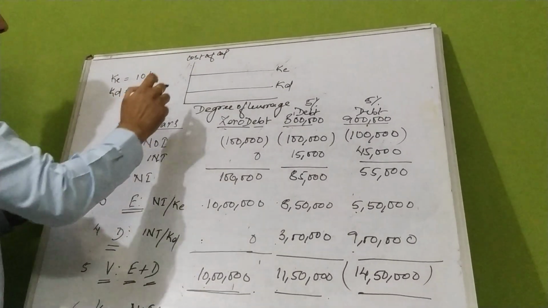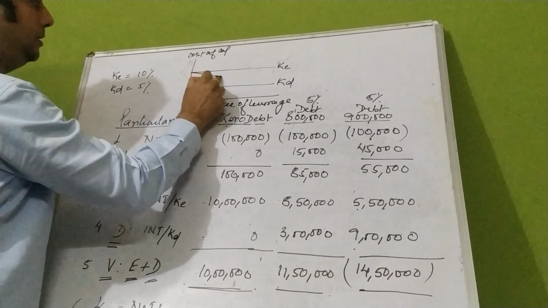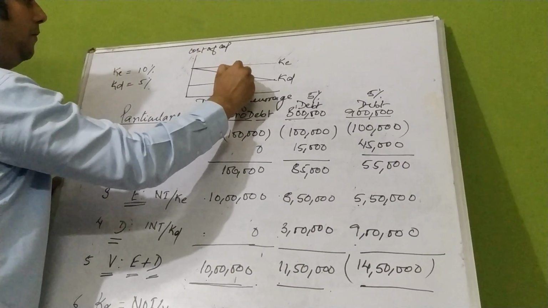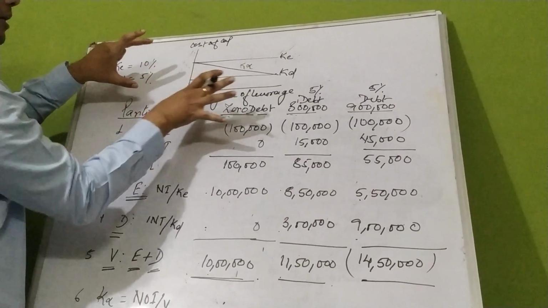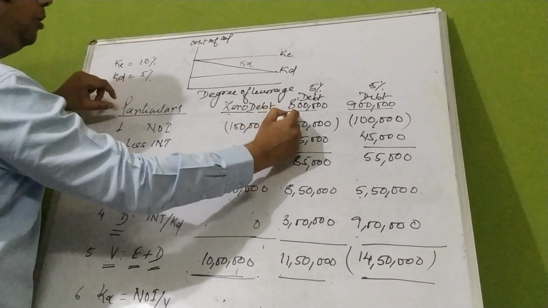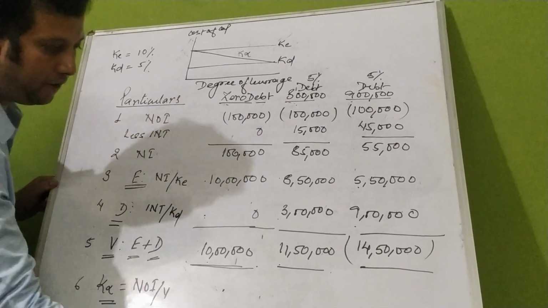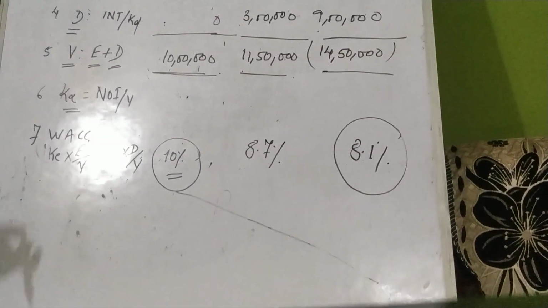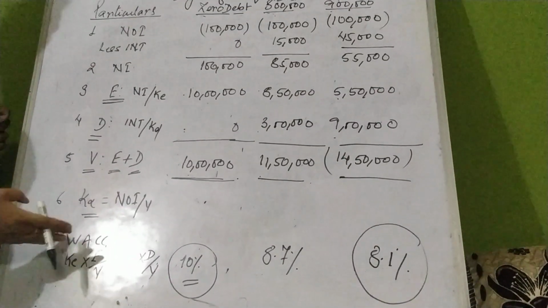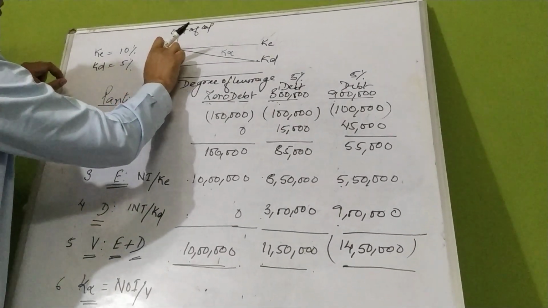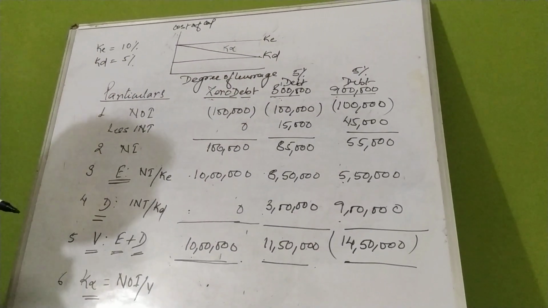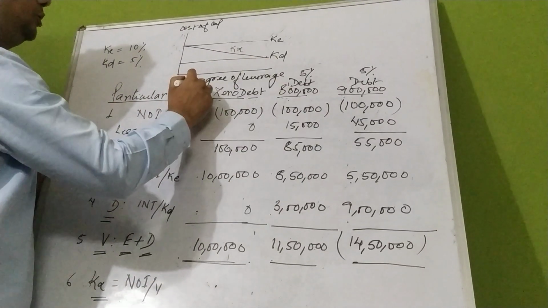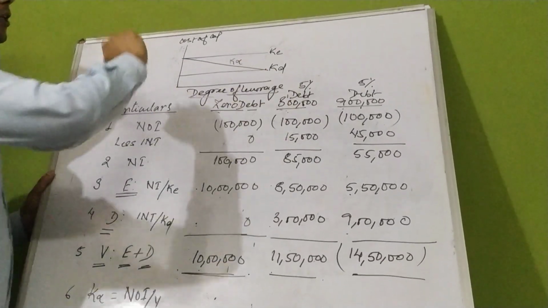But the cost of capital, as the debt funds rise, will go down. The middle line represents cost of capital. If more and more debt funds are used, the cost of capital is decreasing. You see 10, 8.7 and 8.1. You see it is a downward sloping cost of capital. So the cost of capital will always tend to move downwards when more and more debt funds are used. And using more and more debt funds is known as degree of leverage.